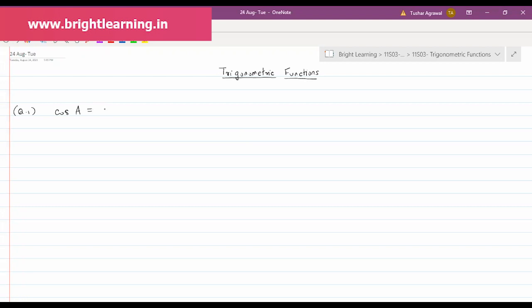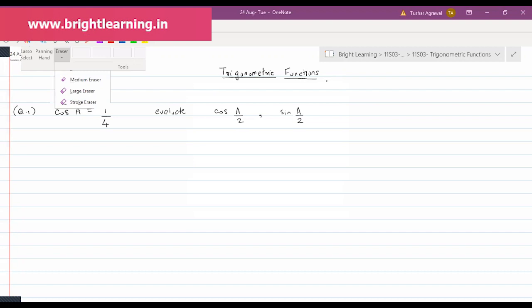Let's say cos A is equal to 1 upon 4, take it. Cos A is equal to 1 upon 4, evaluate cos A by 2. Which identity will you use over here?